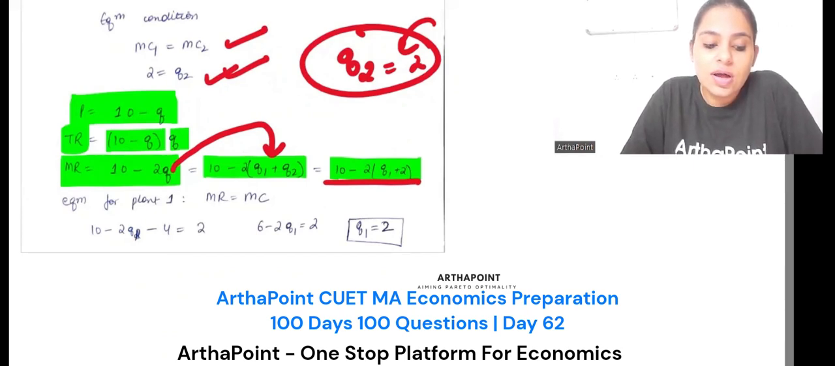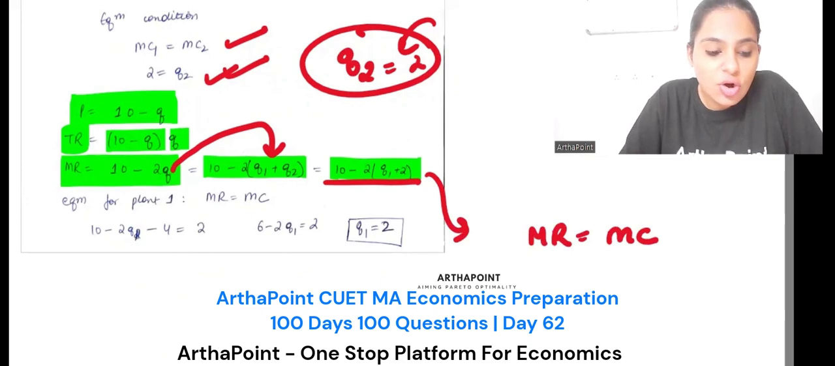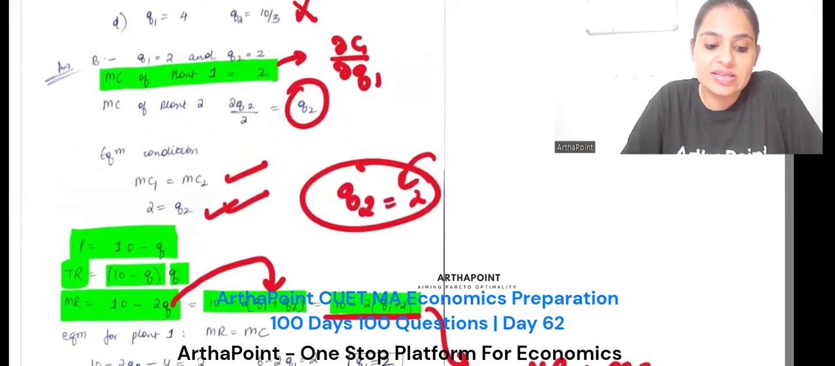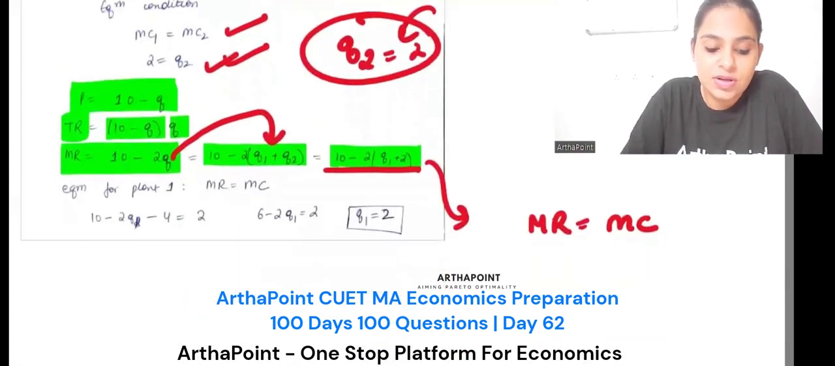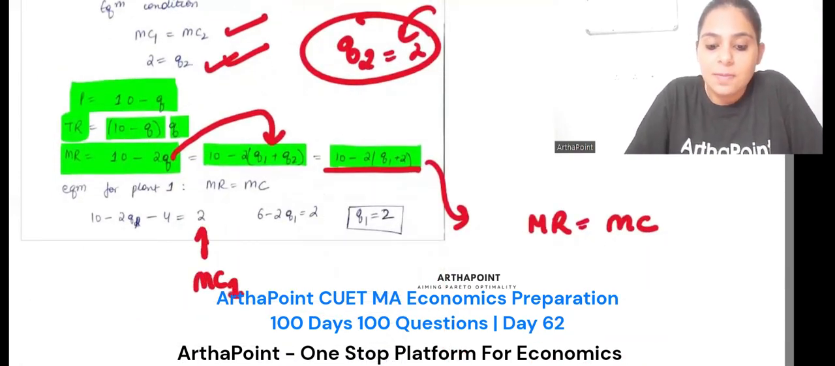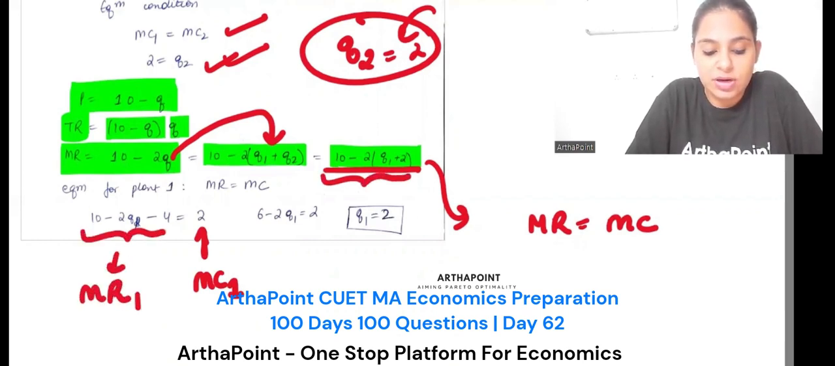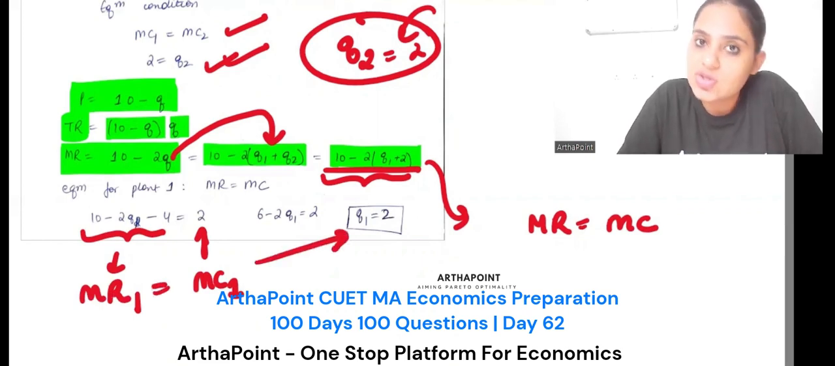Now, what is your equilibrium condition? The aim is to maximize profit, so MR should be equal to MC. Marginal cost of production is given as 2 for plant 1. So this is the marginal cost of production for plant 1. Marginal revenue I just found out. This is marginal revenue for plant 1. So by equating MR to MC, I just found Q1 as 2.